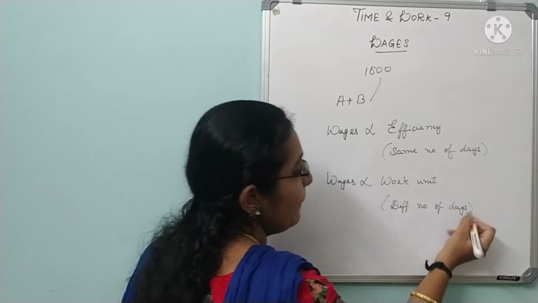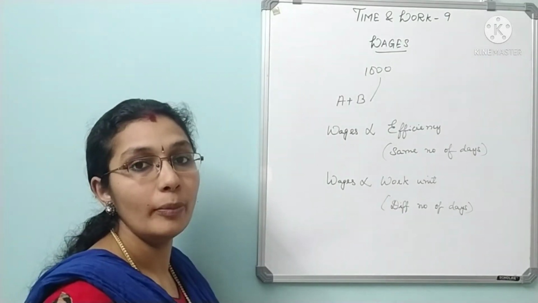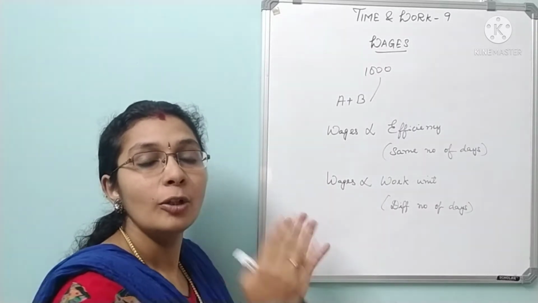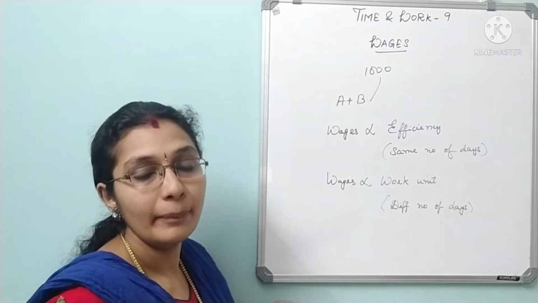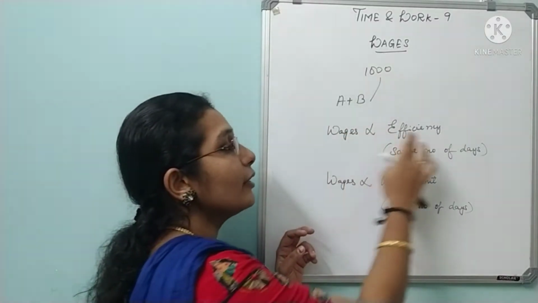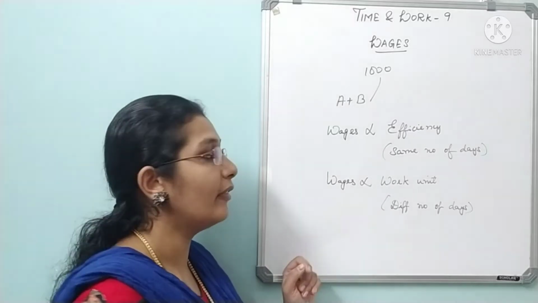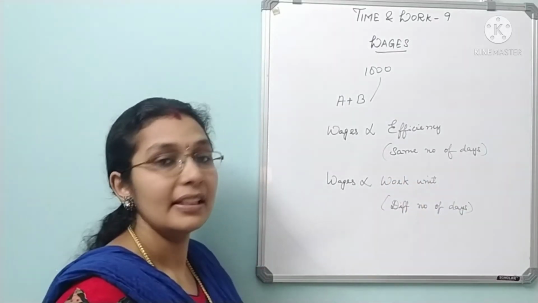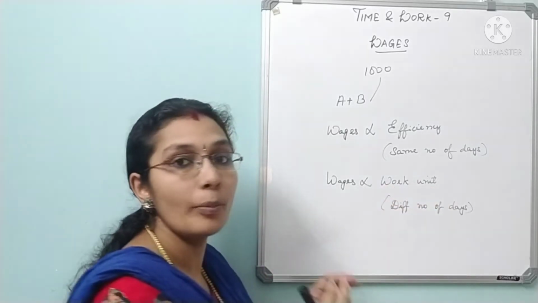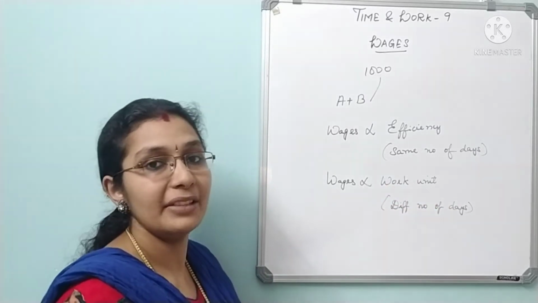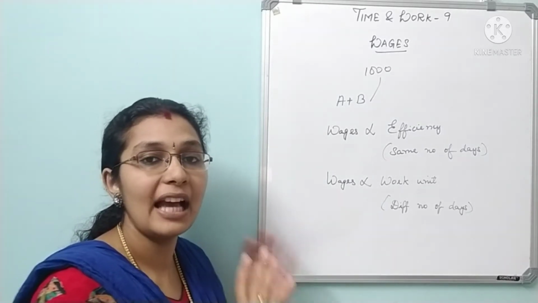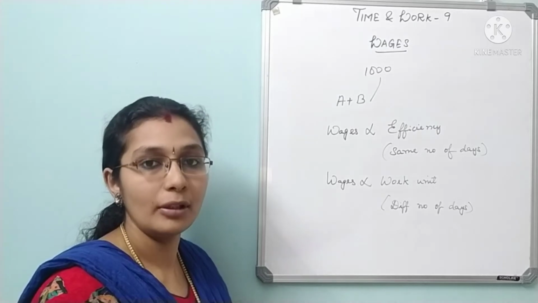So this is the basic thing that you will have to know based on wages. Daily wages you understood: the total amount divided by the number of days gives the daily wages. Now the two concepts: based on efficiency you split the wages for the same number of days. If they are working for a different number of days, we go with the work units, how many units they have completed, and based on that we split the wages. Now we will get into questions directly, so you will have a clear-cut idea of how to solve them.